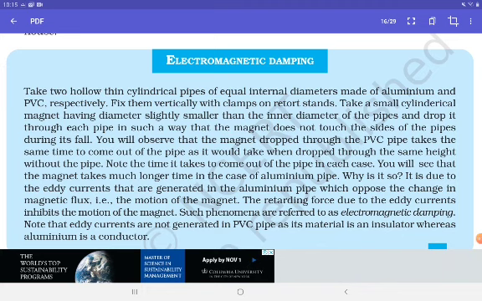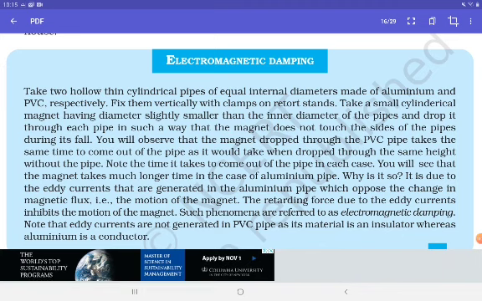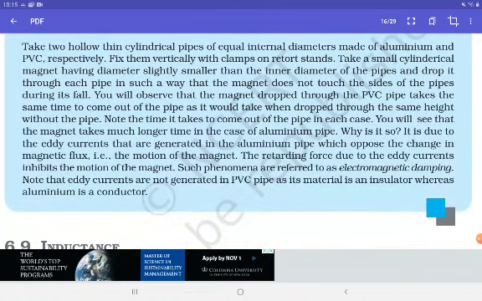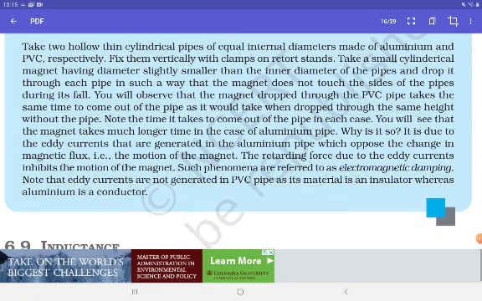You will observe that the magnet dropped through the PVC pipe takes the same time to come out of the pipe as it would take when dropped through the same height without the pipe. Note the time it takes to come out of the pipe in each case. You will see that the magnet takes much longer in the case of the aluminum pipe.